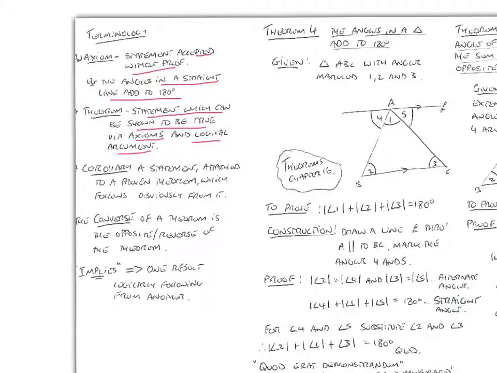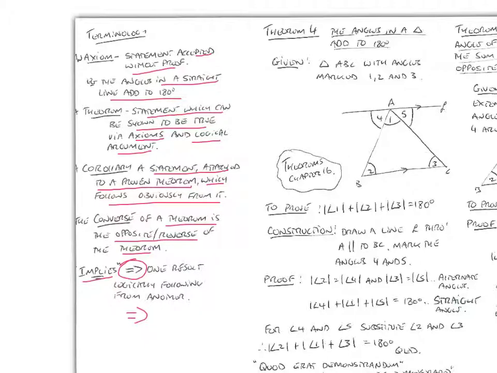A corollary, which we've met before, is a statement attached to a proven theorem that's already gone ahead of it, which follows obviously from that proven theorem. So we make statements based on the theorem that was proved before, because they seem to be obvious anyway. The converse of a theorem is the opposite or the reverse of the theorem, and the word implies, this is the symbol, means one result logically follows from another. So if something is equal to something, then that should imply that the next thing equals something else.